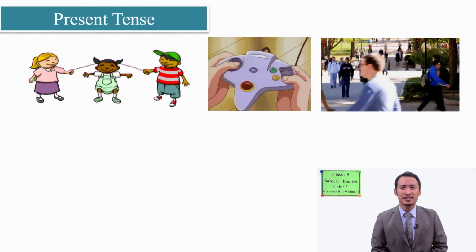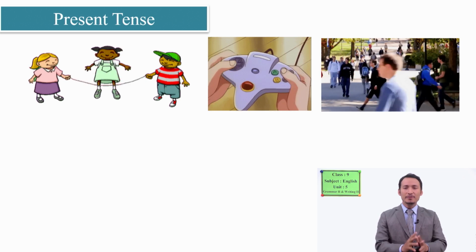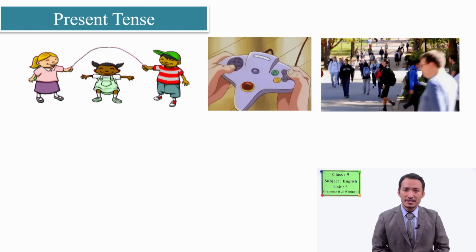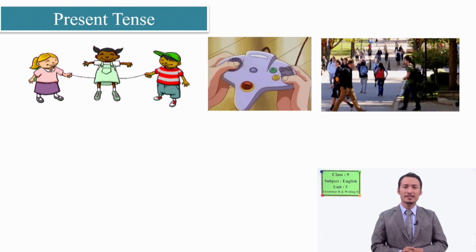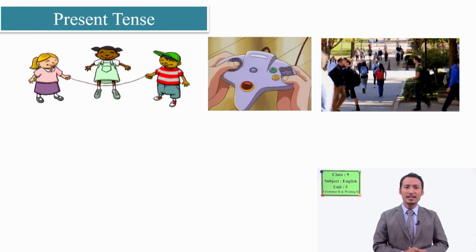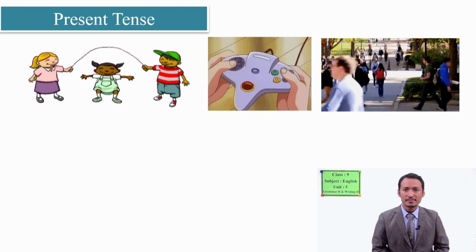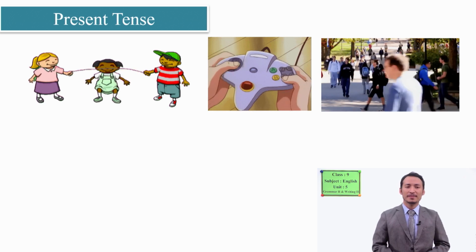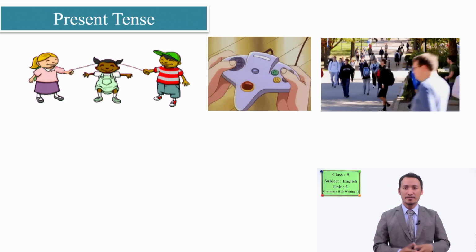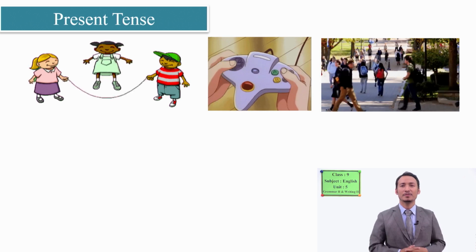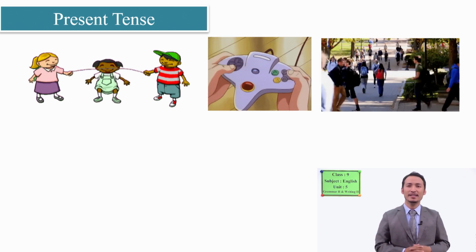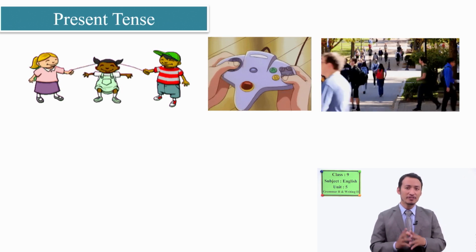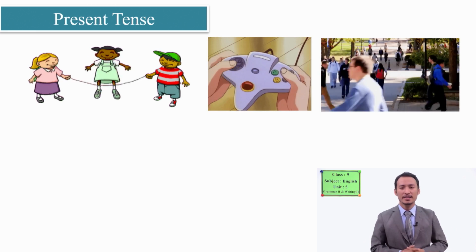Okay, students. So first, let's have a look at these pictures and talk about present tense. Here we have 3 pictures. There are some actions happening here. So can you describe them? Yes, in the first picture, what are they doing? Yeah, they are playing skipping a rope. And in the second picture, one boy or girl is playing a video game. And in the third picture, there are people walking around.